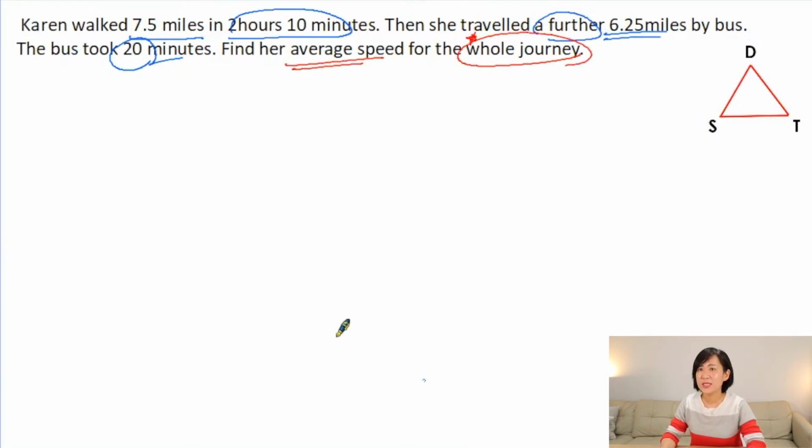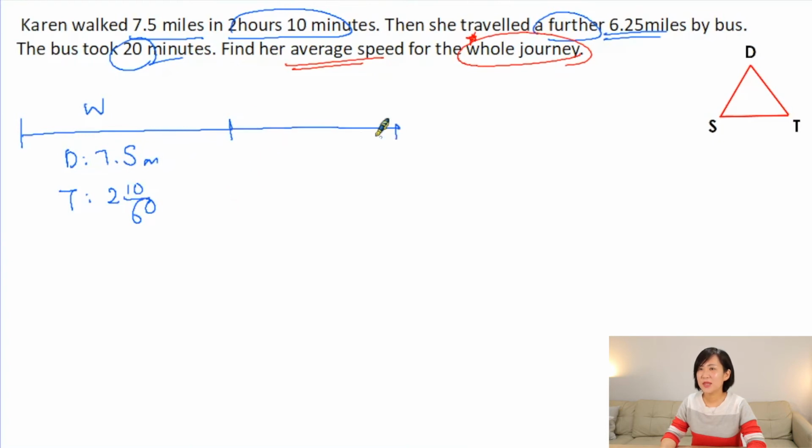Okay, now let's see. Let's draw it. She actually walked. The distance is 7.5 miles, then it takes 2 hours and 10 minutes. Let's change the minutes directly into a fraction, otherwise you will get confused. So 2 and 10/60. Now the bus section: your distance is 6.25, and it takes only 20 minutes, which in hours is 20 out of 60.